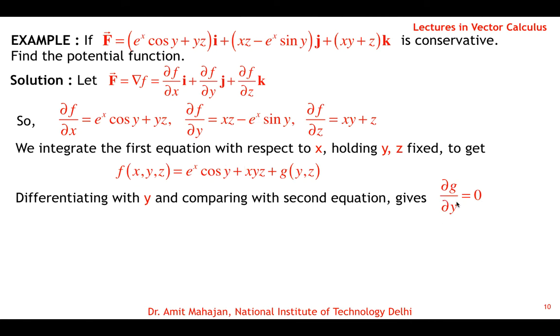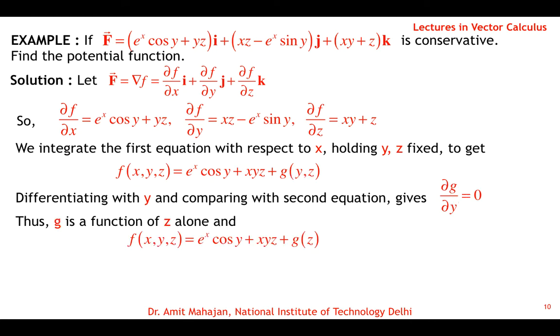If I integrate this with respect to y, that means g is a function of z only. The partial derivative of g with y being 0 means g is not a function of y. So g is a function of z alone, and this above equation can be simply written as this, because g has to be independent of y. Now again I differentiate this with respect to z and compare with the third equation, and then I can calculate what g of z is.